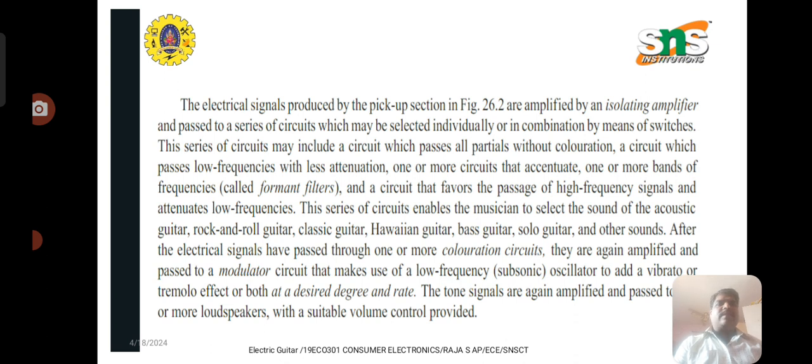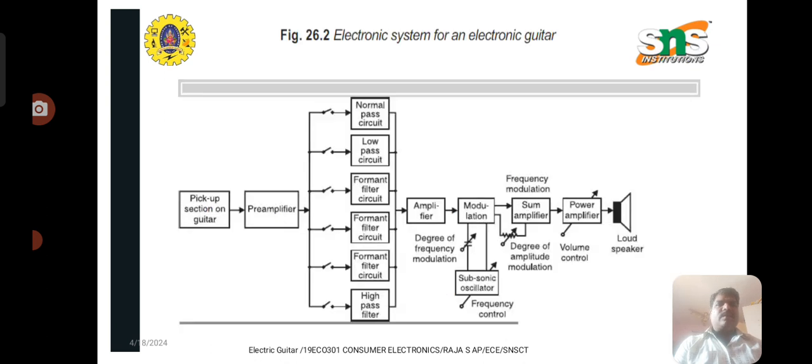The tone signals are again amplified and passed through one or more loudspeakers, with a suitable volume control provided at the output. This figure shows how an electronic system forms an electric guitar. Normally there is the input, followed by a number of low pass filter circuits and then an amplified output, which is finally given to the loudspeaker. Before going to the loudspeaker, the signal is further amplified by a power amplifier.